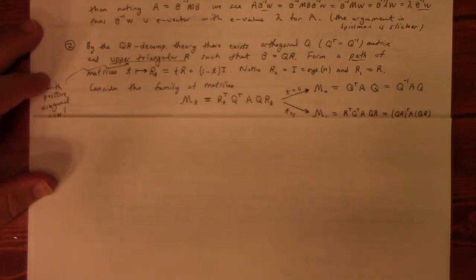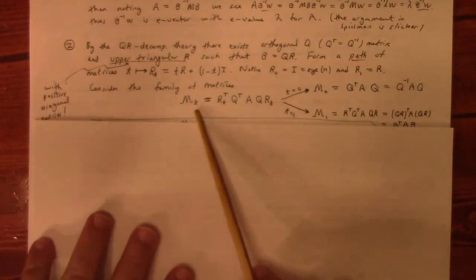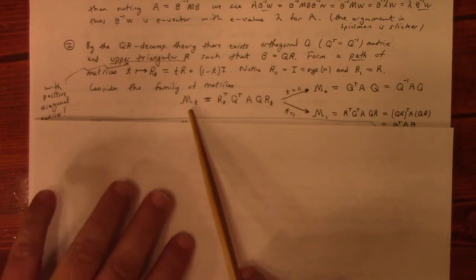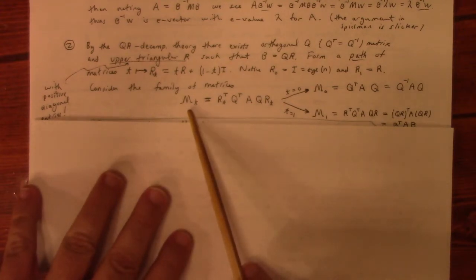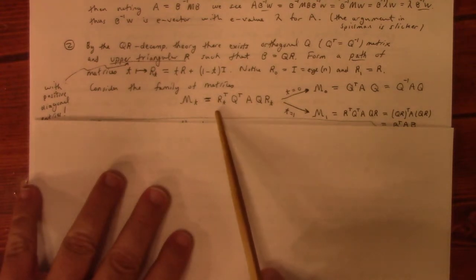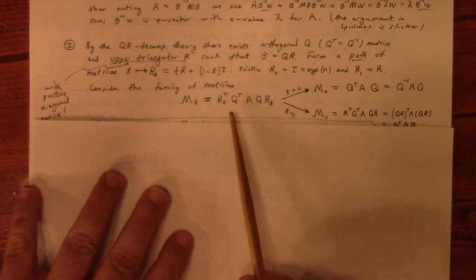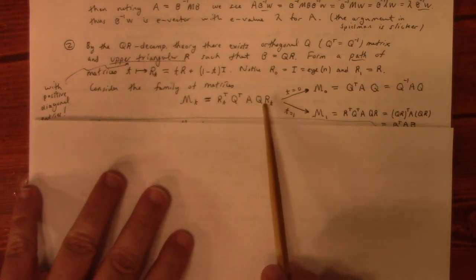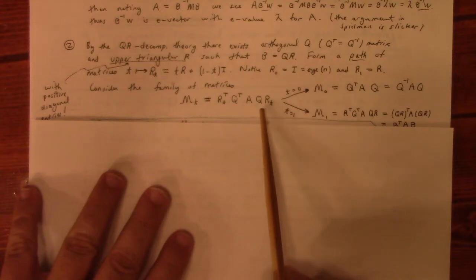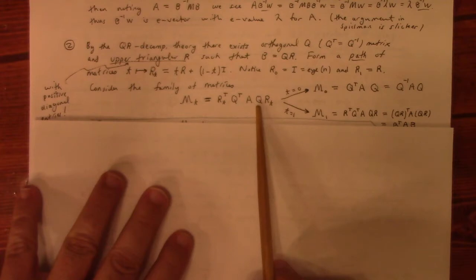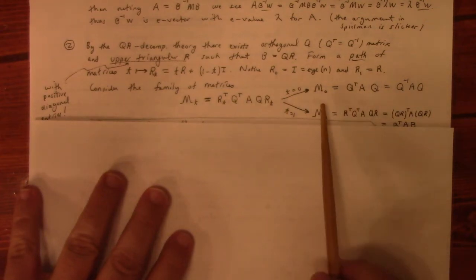And then, sneakier still, we define a family of matrices, M sub t. All right, and so this is, I guess, another path, if you like, of matrices. But this time we define it a little bit differently. We use R sub t times Q transpose times A times Q times R sub t. And the reason to look at this path is because its endpoints correspond to two things that we have a pretty good handle on. All right, let me explain.